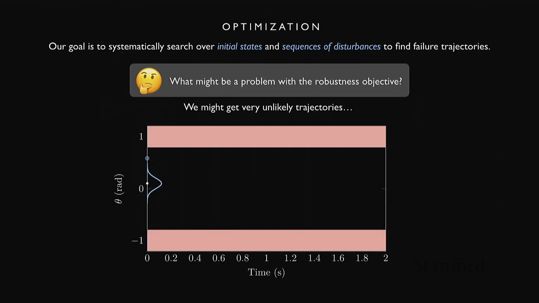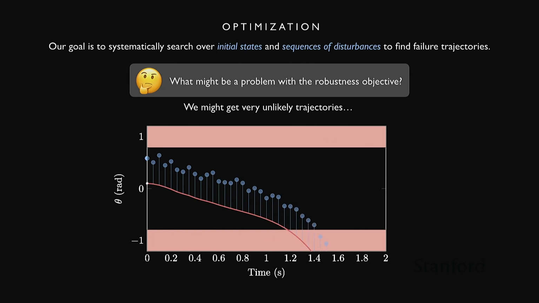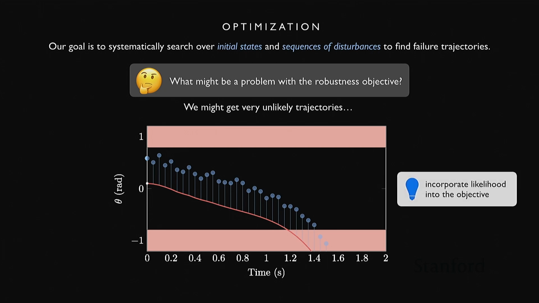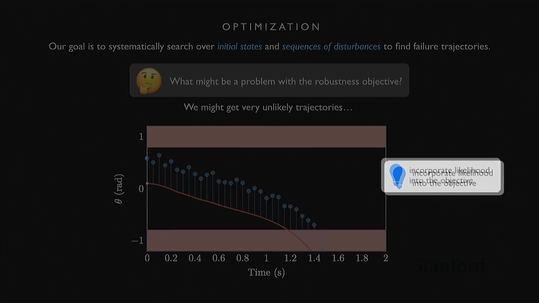For example, we saw this trajectory where we're sampling disturbances from our disturbance distribution. But this disturbance here, according to this distribution, is very low probability. It's very unlikely. If we do that a whole bunch of times, we are able to make the pendulum fall over, to make the trajectory fail. But this is very unlikely and maybe not the type of failure we're necessarily interested in. So we said our solution was going to be to incorporate likelihood into the objective. That's what we're going to do now.